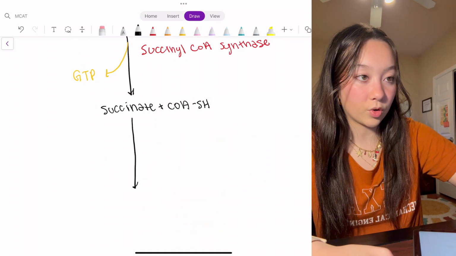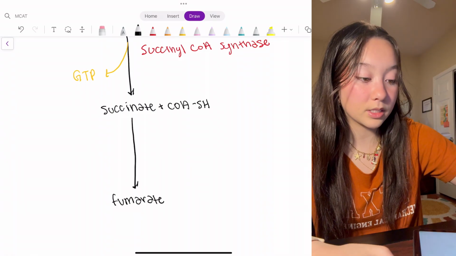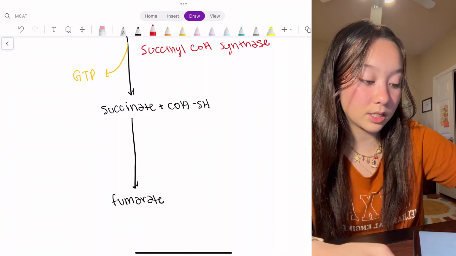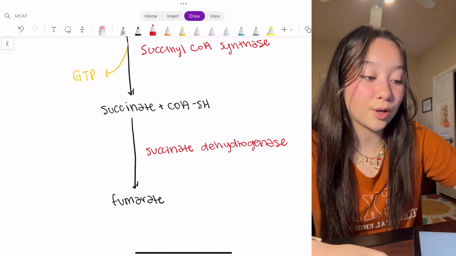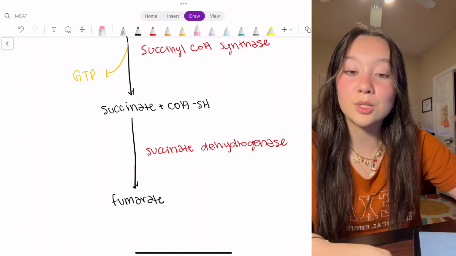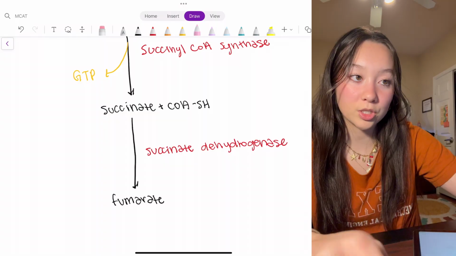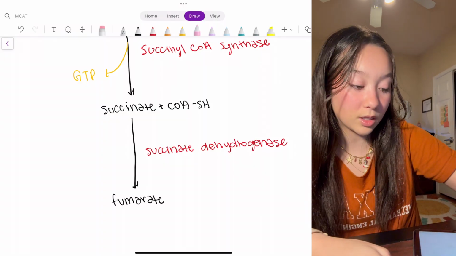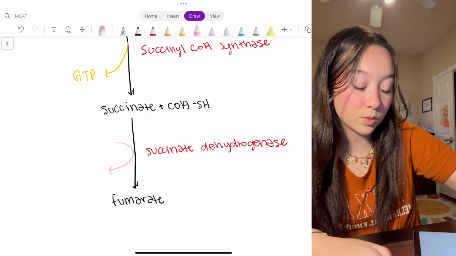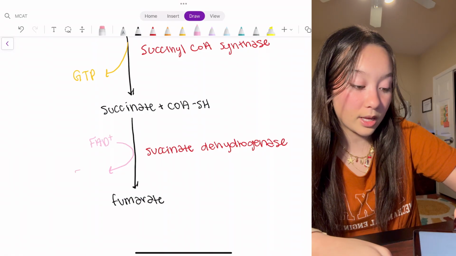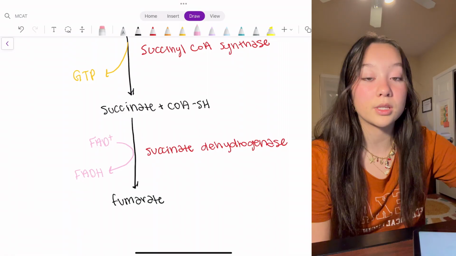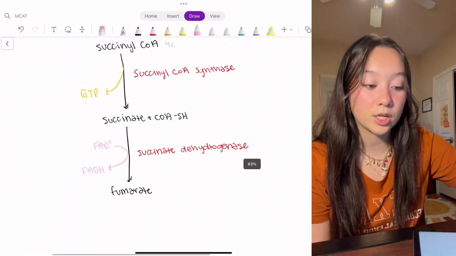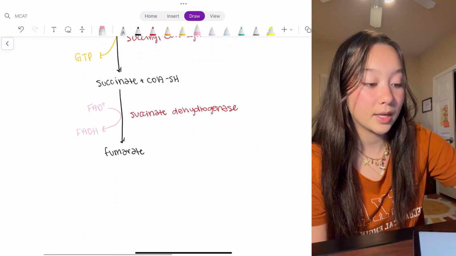From here, we are forming fumarate, and this is done by an enzyme called succinate dehydrogenase. It's a dehydrogenase enzyme, so we can assume that we're going to be doing some kind of oxidation and reduction. This one is a little bit different because we are going to be reducing FAD to form FADH. This is also one of those high energy molecules that is going to be sent to the electron transport chain to contribute to the proton gradient.